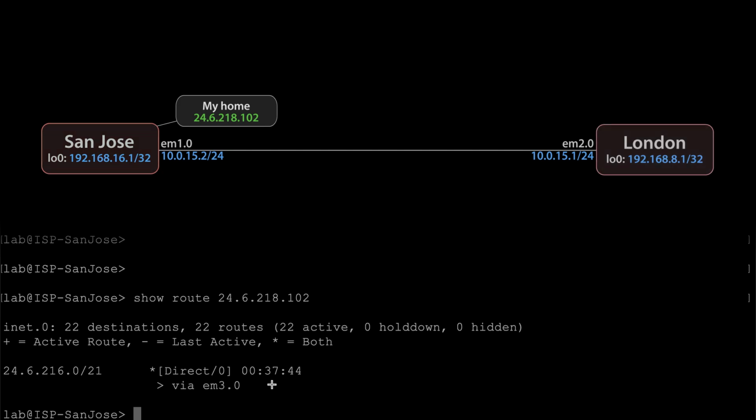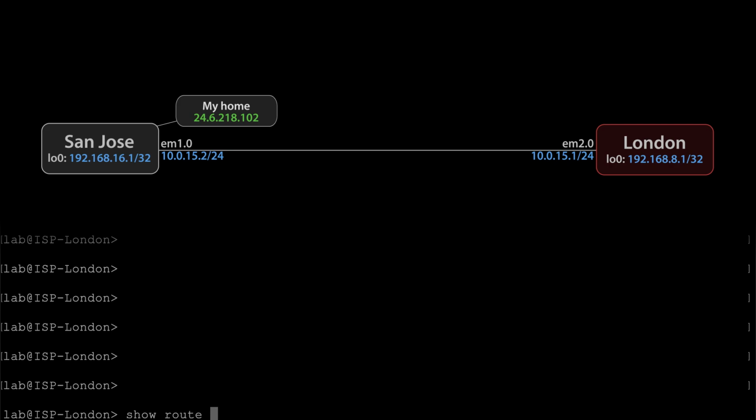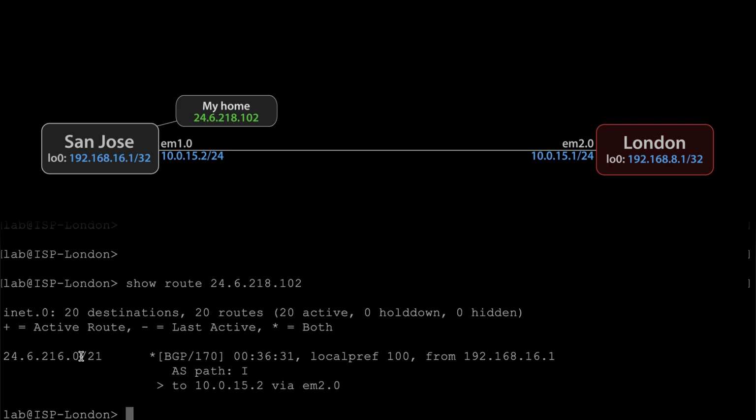So if we go to the ISP's London router, there should be a route there as well. And we can see that same route to that same /21 network for my neighborhood. And it's advertised from the San Jose router. And the next hop is 10.0.15.2, which is the San Jose router, via interface EM2, which is that link on the London router going to San Jose. So that all checks out.